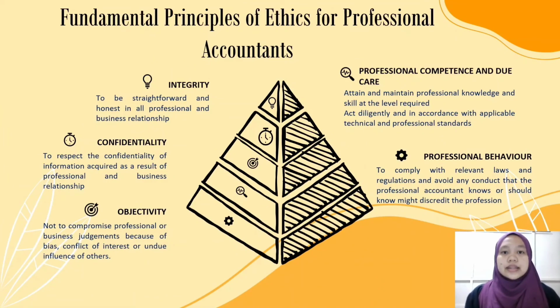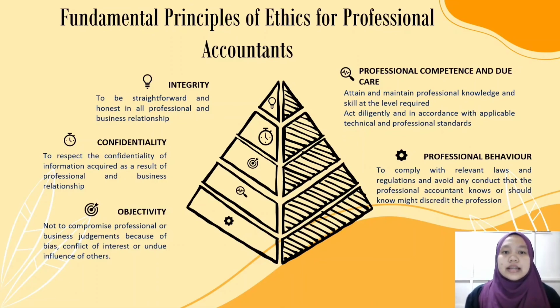Next, we look at the fundamental principles of ethics for professional accountants. There are 5 principles. First, integrity. A professional accountant has to be straightforward and honest in all professional business relationships. Second, confidentiality. They are required to respect the confidentiality of information acquired as a result of professional and business relationships. Third is objectivity, which means not to compromise professional or business judgment because of bias, conflict of interest, or undue influence of others.